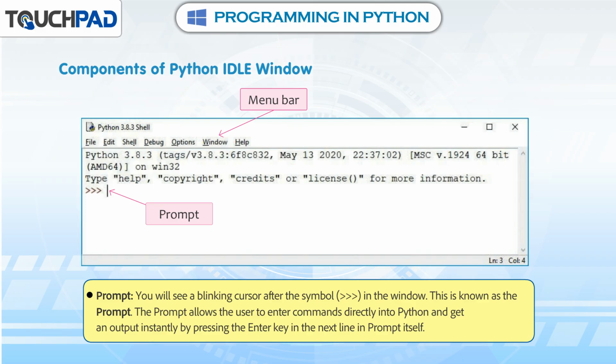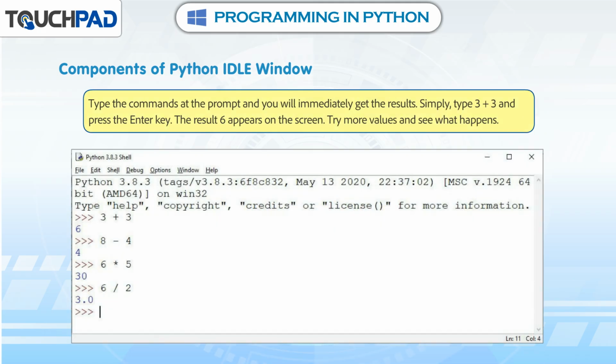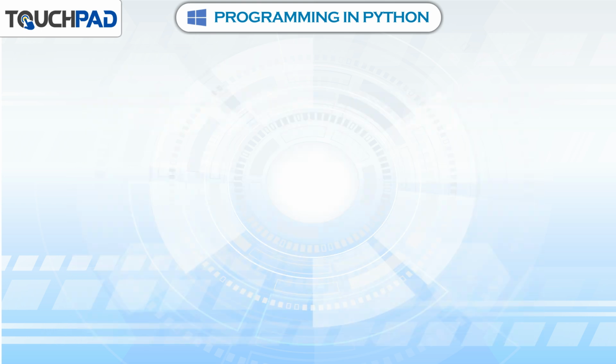The prompt allows the user to enter commands directly into Python and get an output instantly by pressing the Enter key in the next line in prompt itself. Type the commands at the prompt and you will immediately get the results. Simply type 3 plus 3 and press the Enter key. The result 6 appears on the screen. Try more values and see what happens.